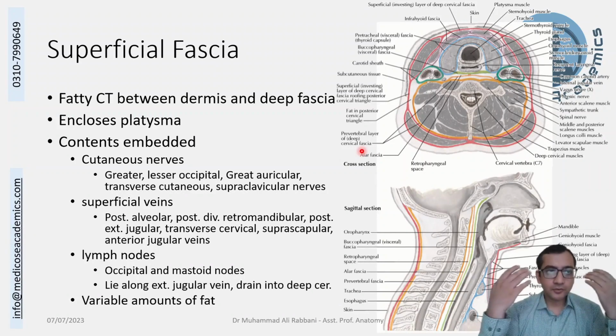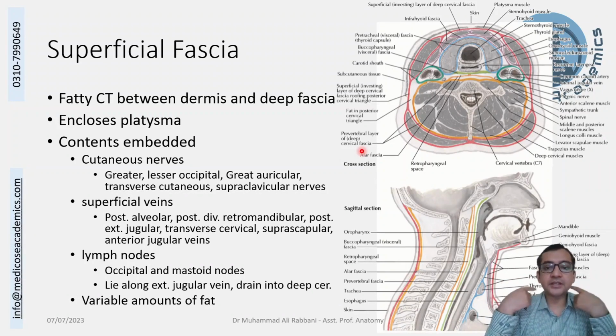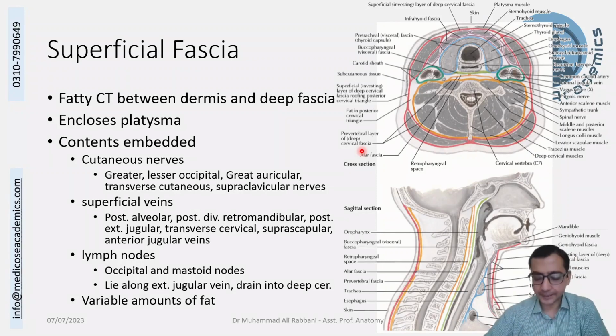This is similar to all of the body where this fascia is present and the fat is deposited here. It is more defined in the trunk, in the abdominal region where it is a membranous and fatty layer, but there is no such demarcation in the neck.